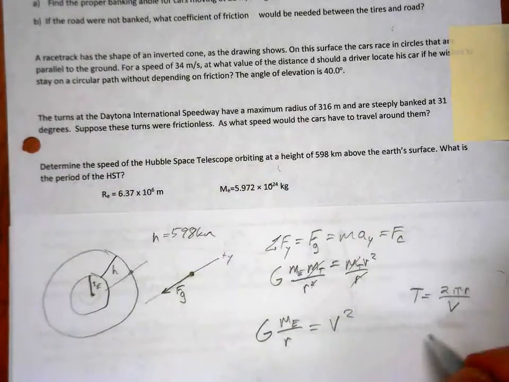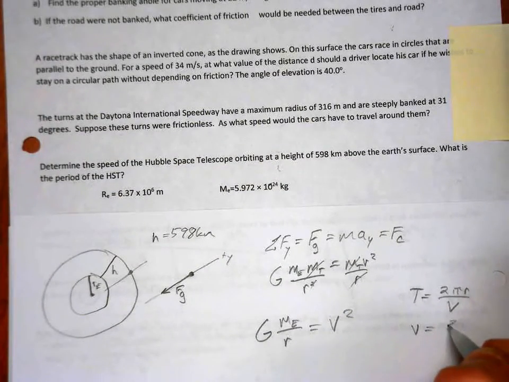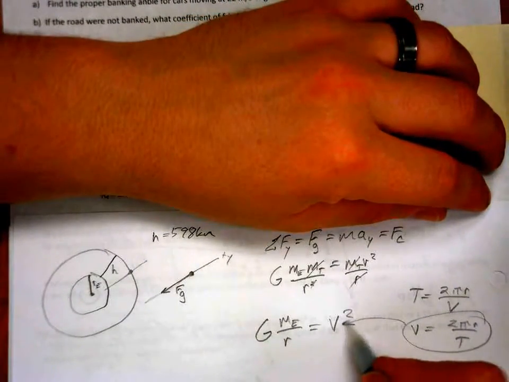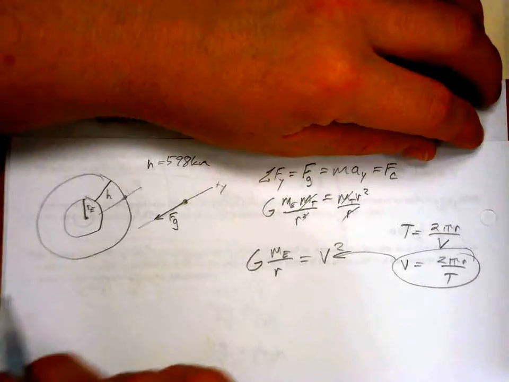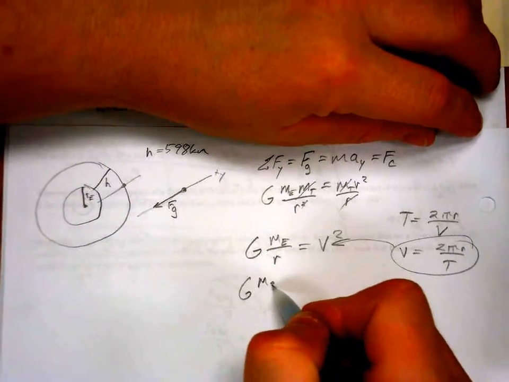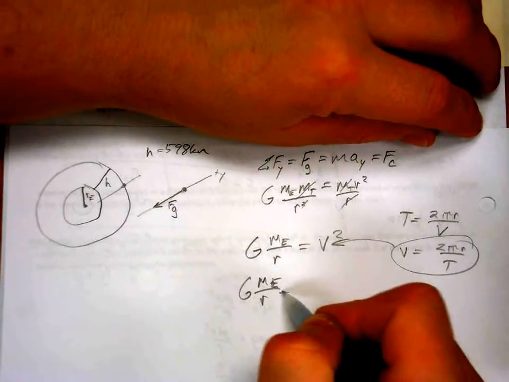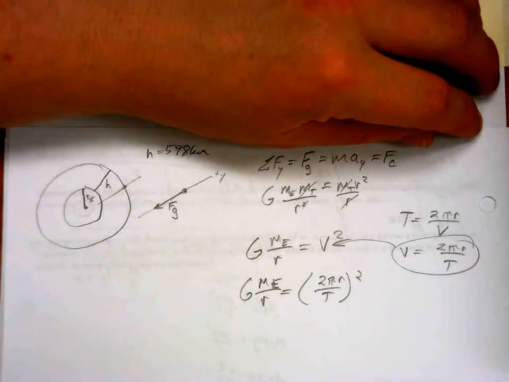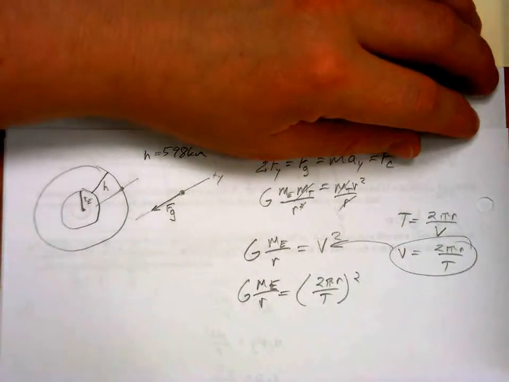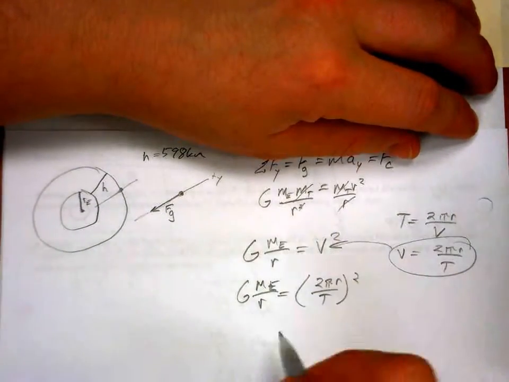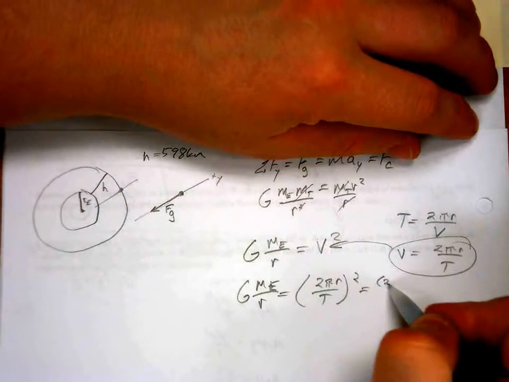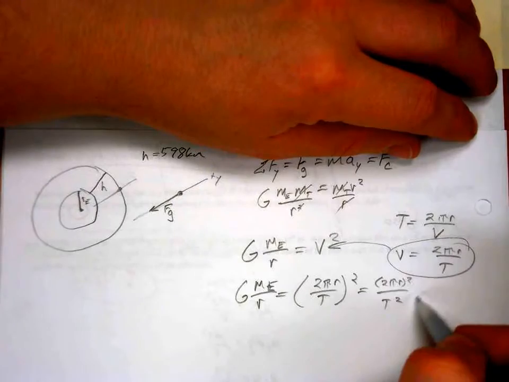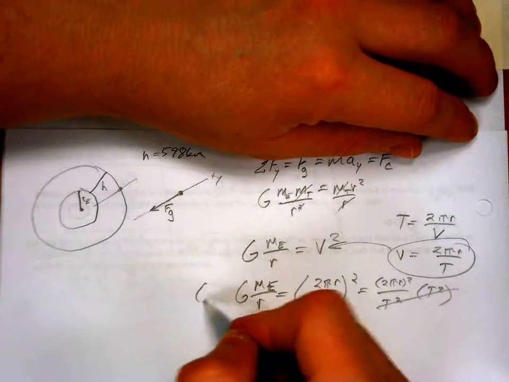If I wanted to, let's say, solve this for v, v equals 2 pi r over T. I could take that and plug that in. So G times M_E over r equals 2 pi r over T, squared. Now we're going to have to solve all this for T. So this equals 2 pi r squared over T squared. So just multiply each side by T squared, which cancels that out.